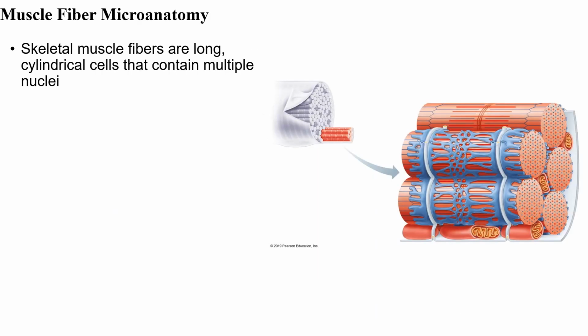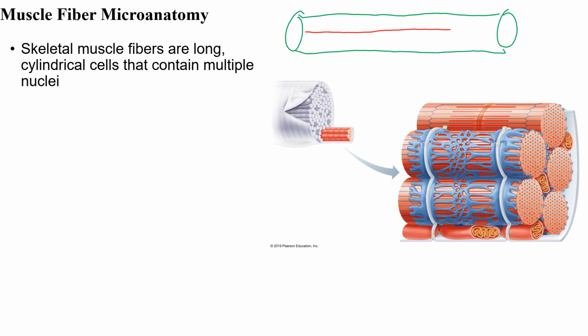So now we're going to start talking about microanatomy. We are now going to be at the muscle cell or the muscle fiber level. Skeletal muscle cells, again, are very long and they are cylindrical. So they're going to look like this. And we're going to start talking about the myofibrils, which are going to be running the length of the muscle. So they're going to run this direction. Okay.